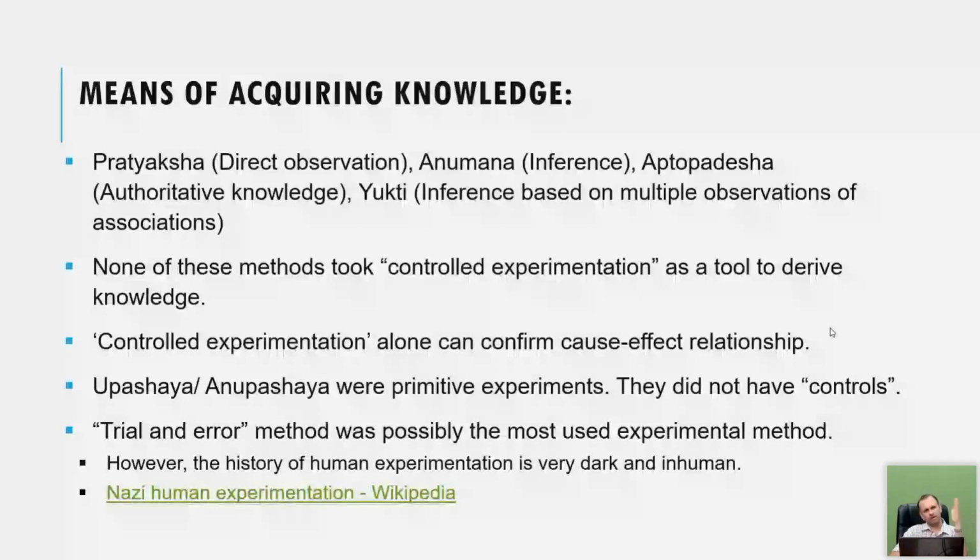Of course, it is an important method. Even today, we do trial and error in our daily life. However, we need to remember that the history of human experimentation is very dark and inhuman. Often it was unethical. Those interested might like to go through the Nazi human experimentation page on Wikipedia. There, living individuals were thrown into water of 100 degrees centigrade, 200 degrees centigrade, and so on, just to see after what duration the person dies. The history of human experimentation is very inhuman, and we need to remember that. And that is why in Ayurveda we possibly did not have these sorts of controlled experimentation, because it was unethical to have those experiments.